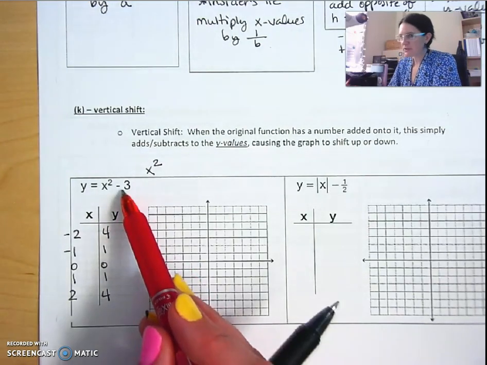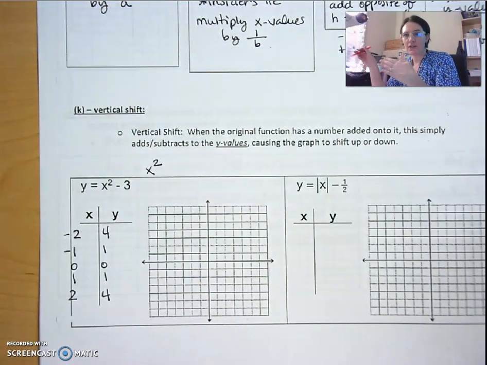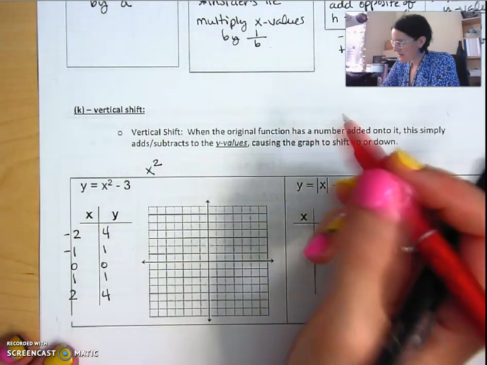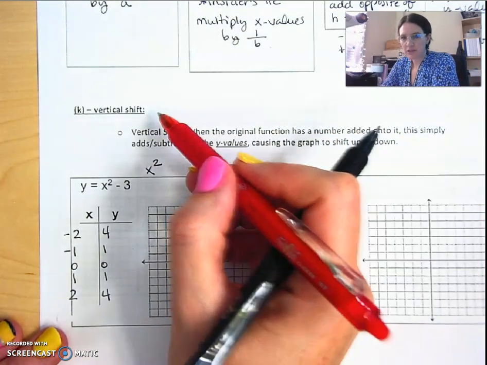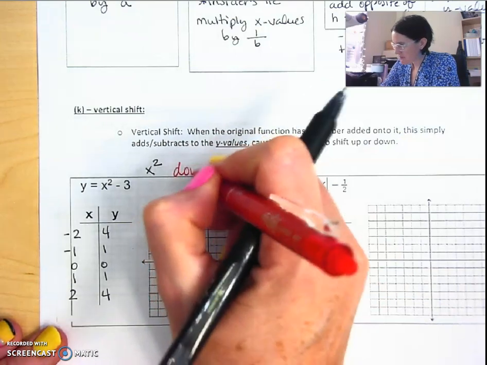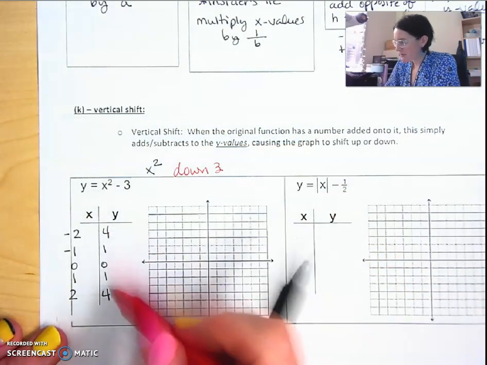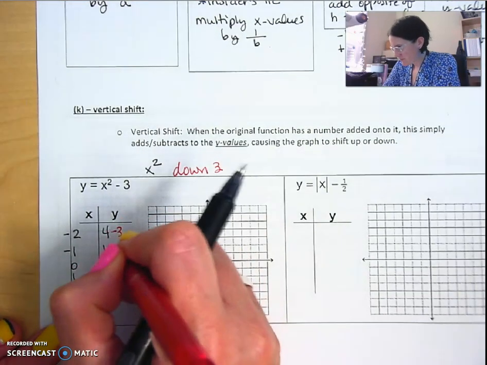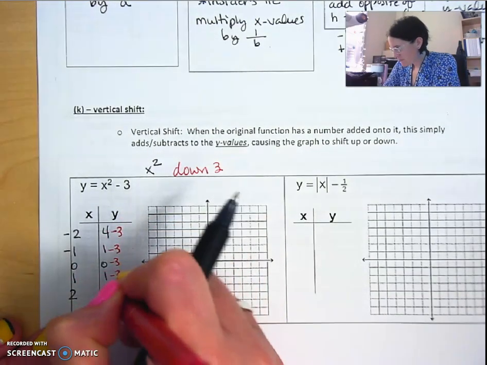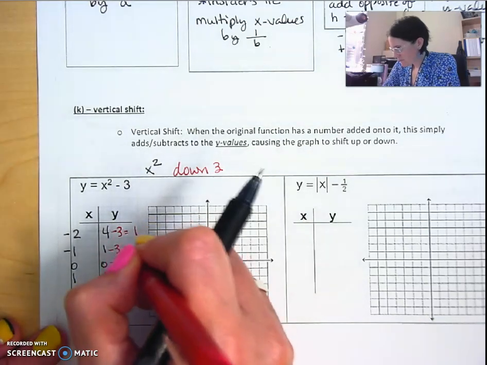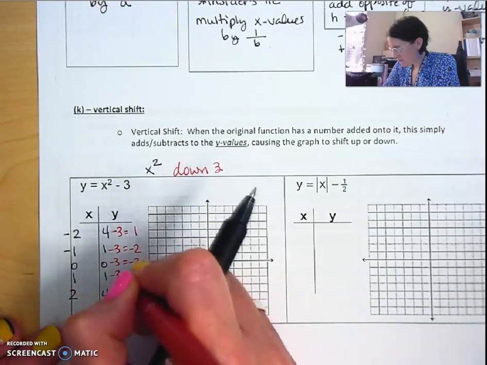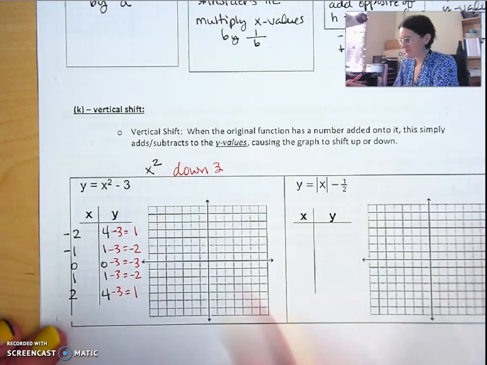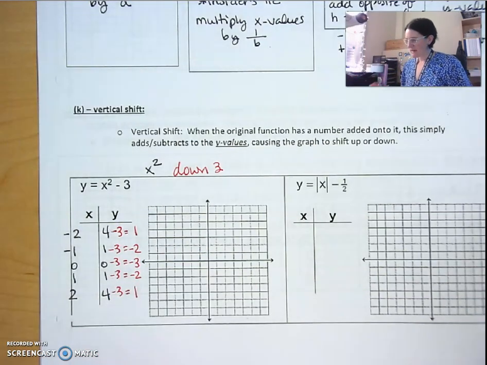All right, so this -3 is outside or at the end of the equation. So that means it is a vertical shift, and it is going to go down 3. So that means I take my original y values, and I'm just going to subtract 3 from each of them. So my x's stayed the same, and my y's are now 1, -2, -3, -2, 1.